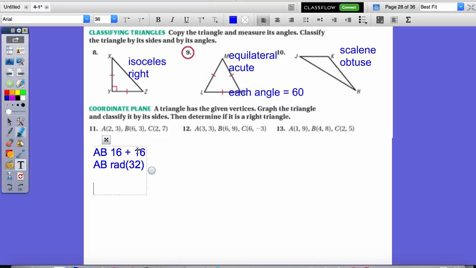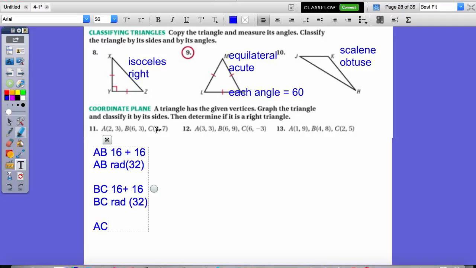Now we're going to look at BC. So 6 minus 2 is 4, quantity squared is 16, plus 3 minus 7 is negative 4, quantity squared is 16. So BC is radical, or the square root, of 32. So right away, I can see that AB and BC are congruent, so this is at least an isosceles triangle. Now I'm going to look at AC.